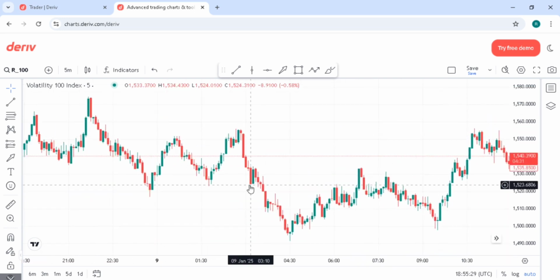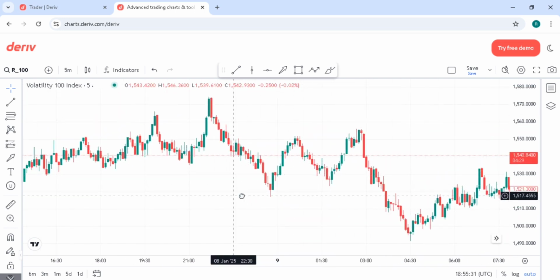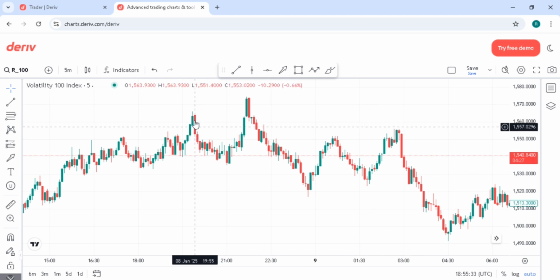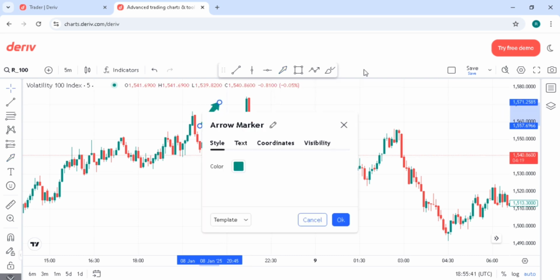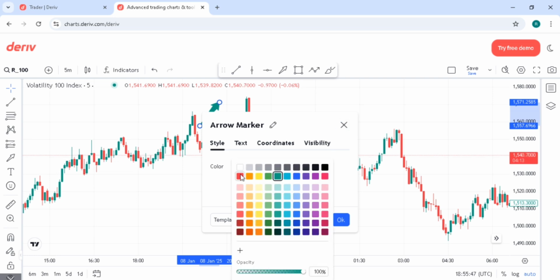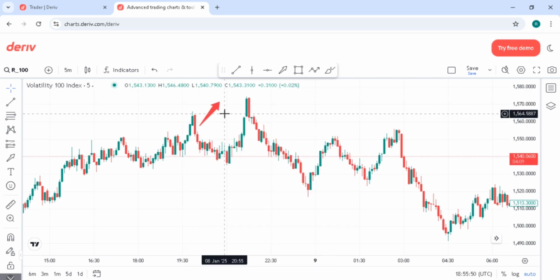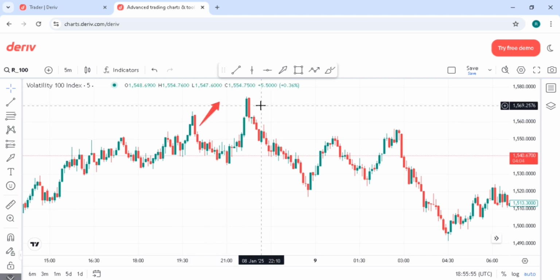So I want you to look at these two patterns here. This one, which I have explained, this one we have said is a bearish one, showing that the trend is reversing and it will be a downtrend.